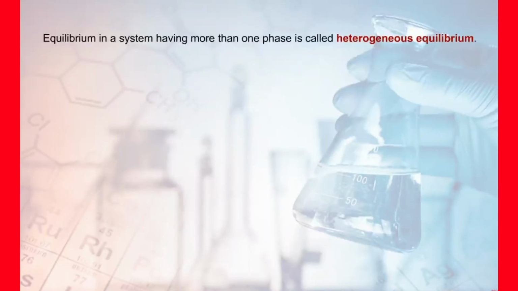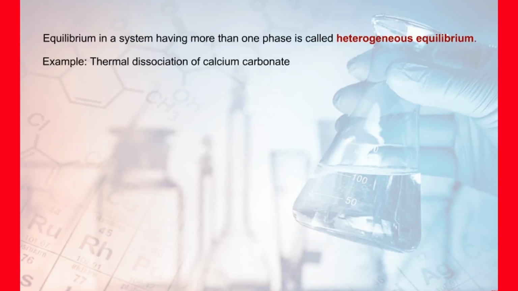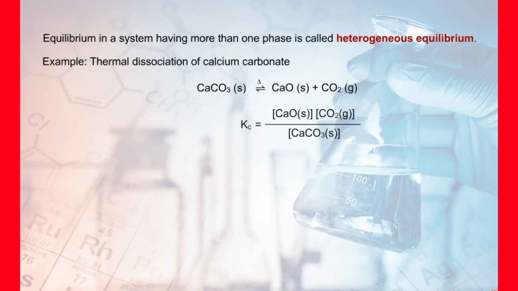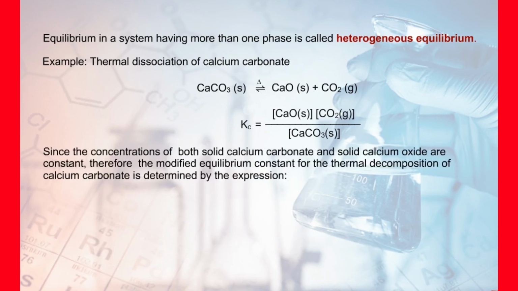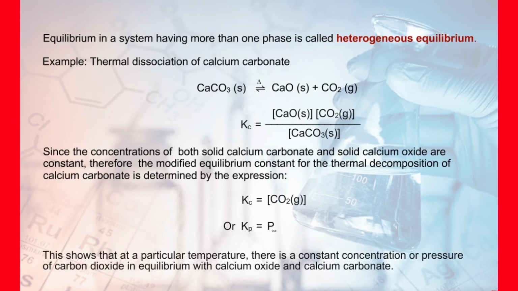Heterogeneous equilibria. Equilibrium in a system having more than one phase is called heterogeneous equilibrium. Thermal dissociation of calcium carbonate is an example of heterogeneous chemical equilibrium. The equilibrium constant for the given reaction is as shown. Since the concentrations of both solid calcium carbonate and solid calcium oxide are constant, the modified equilibrium constant for the thermal decomposition of calcium carbonate is determined by the given expression. This shows that at a particular temperature, there is a constant concentration or pressure of carbon dioxide in equilibrium with calcium oxide and calcium carbonate.